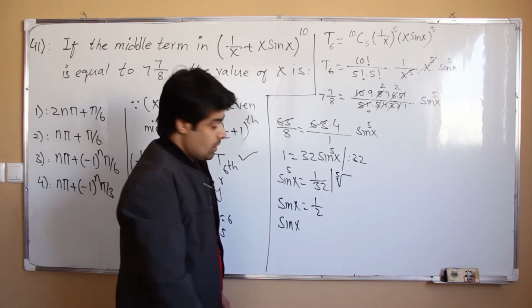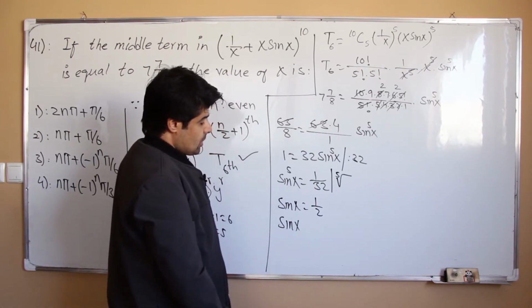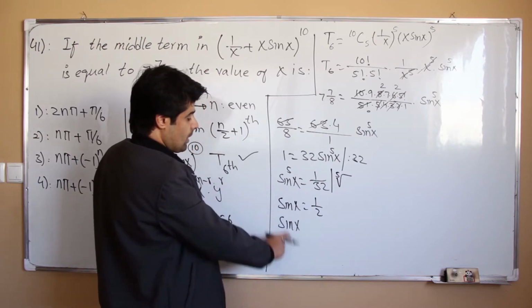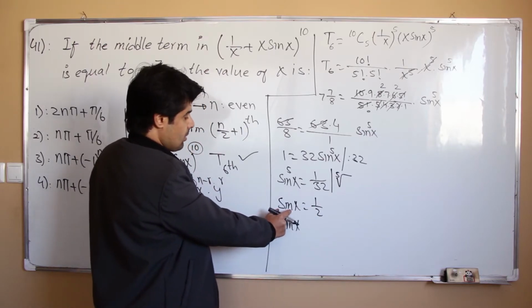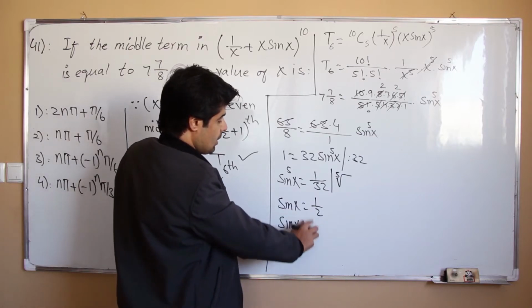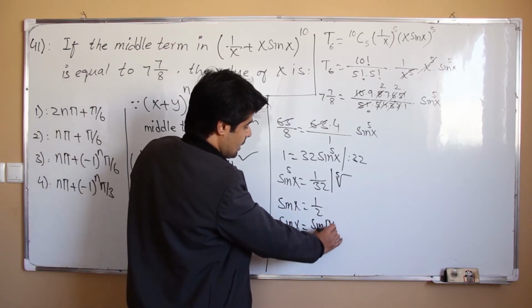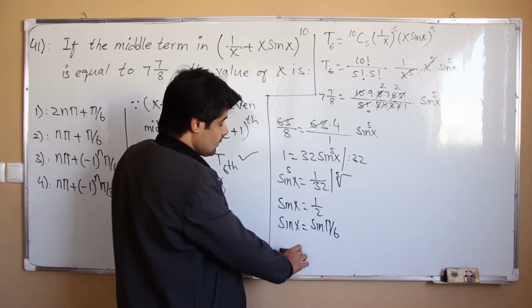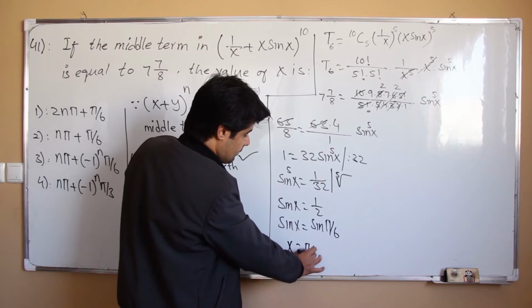Now this is a trigonometric equation. In a trigonometric equation, you have to write both sides in the ratio that is given: sine, sine, then cosine, cosine. I mean, in here, instead of this one, can I write sin of pi divided by 6? Yes. So x is pi divided by 6.